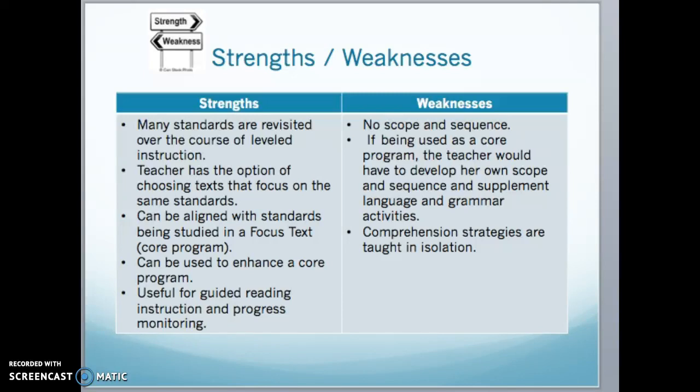The weaknesses in this platform are that there is no scope and sequence. And if it's being used as a core program, the teacher would have to develop her own scope and sequence and supplement language and grammar activities. Additionally, she would need to track every time she used a particular standard. Comprehension strategies are taught in isolation, and this is not a best practice.